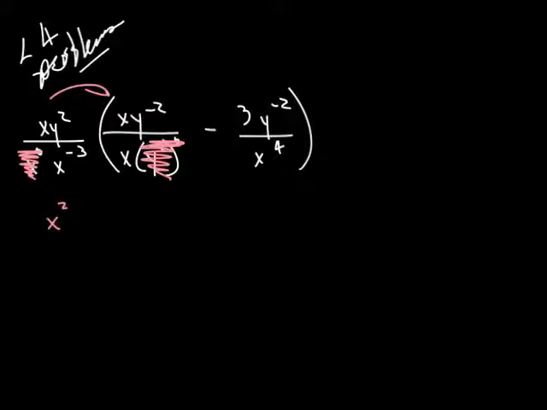Then on the bottom, we have x to the negative 3 times x. So x to the negative 3 times x to the positive 1, the difference between those two is negative 2, so that's actually going to change to x to the negative 2. So we just distributed around that.